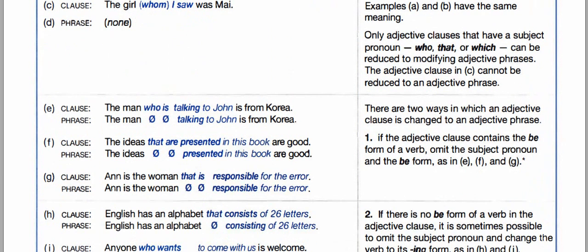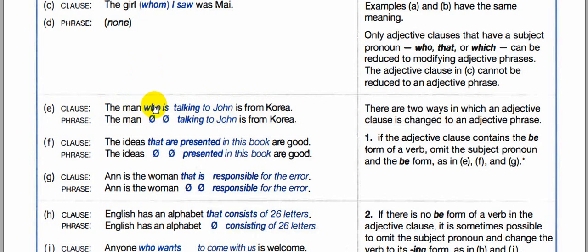How can I reduce an adjective clause to an adjective phrase? By following two ways. This is the first way and this is the second way. Okay. The man who is talking to John is from Korea. The main clause is the man is from Korea. The adjective clause is who is talking to John.